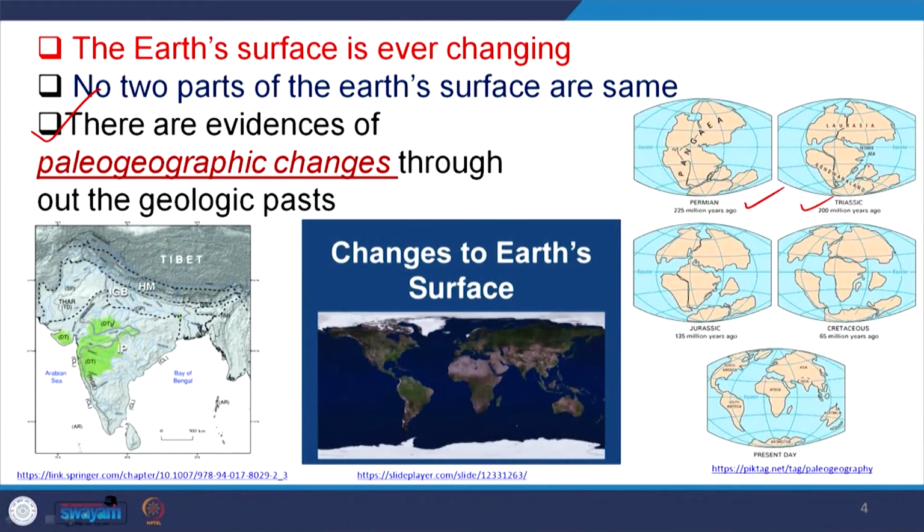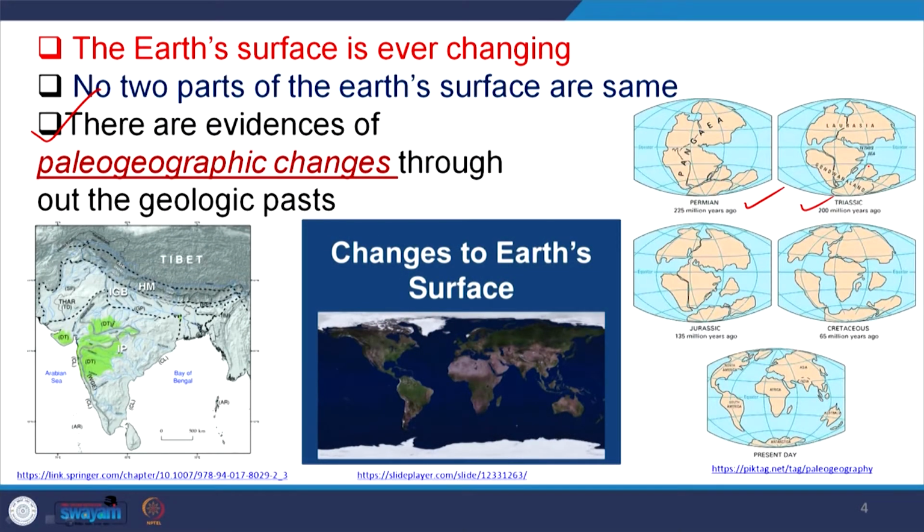a change of paleogeography. Similarly, in the earth crust, many times it has been noticed, we have geological evidences, we have paleontological evidences, we have geographical evidences, there are many other evidences also available, that say there is a change in land and sea distribution in the geological past.